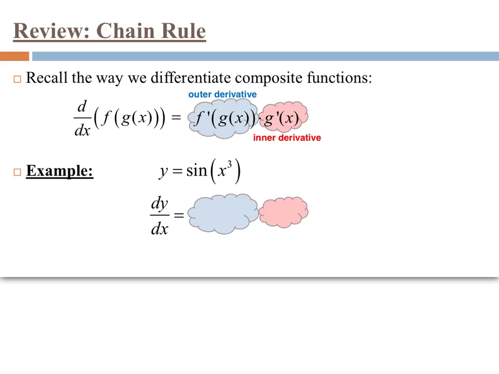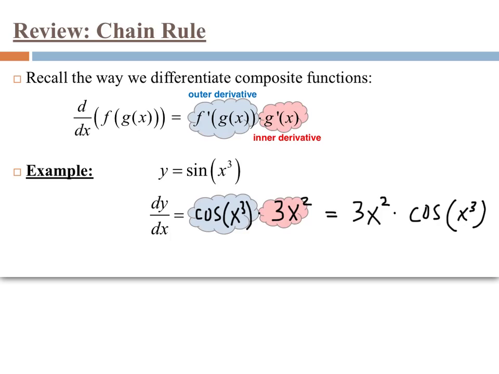Well, starting from the outer derivative, the derivative of sine would be cosine. But what do we leave in there? We leave x cubed. Then you multiply by your inner derivative, which in this case is the derivative of x cubed, which would be 3x squared. So again, normally when we write these answers, we usually write the polynomials in front and then the trig functions afterwards. But the inner and outer derivatives should be very clear in terms of how we took that derivative using the chain rule.